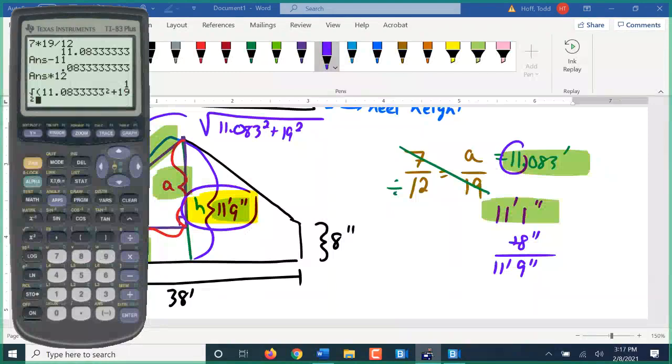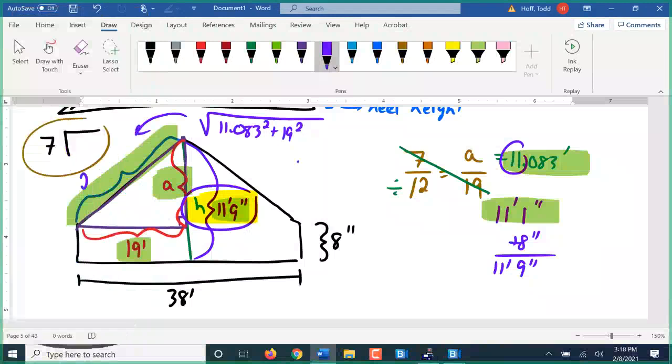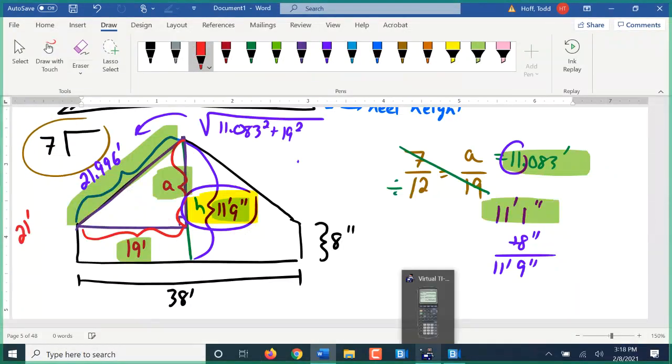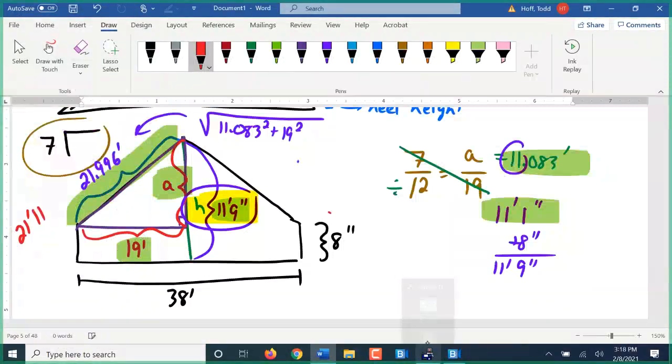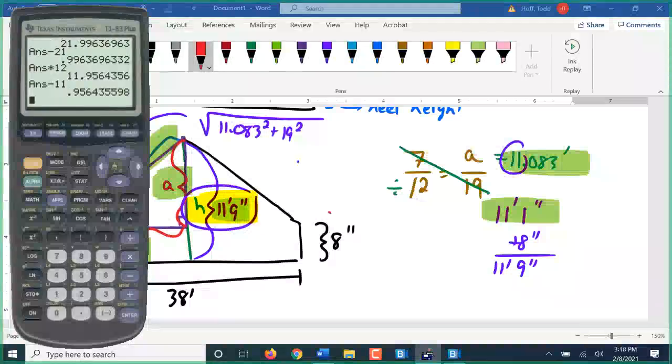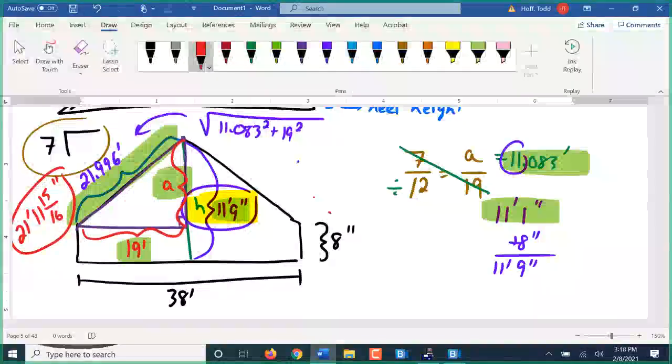It came out as 21.996 feet. So we're going to put that into feet, inches, and sixteenths. So I've got 21 feet. What do I do with this from there? Back to 21, and then times 12 gives me 11.956. That's 11 inches. Then what? Back to 11, and then times 16. Well, I get 15.3, so that's 15/16. 21 feet, 11, and 15/16.